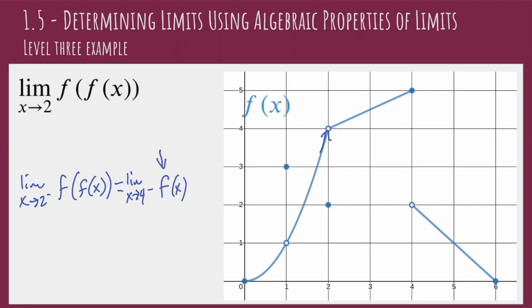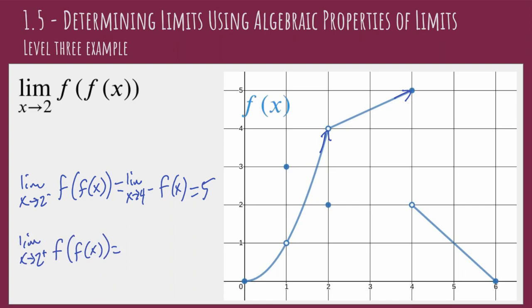So this is the outer f now. It's this one here. And as we approach 4 from the left on the graph of f, we're going to be approaching a value of 5. The right-handed limit, so we're coming from the right side this time, f of x.